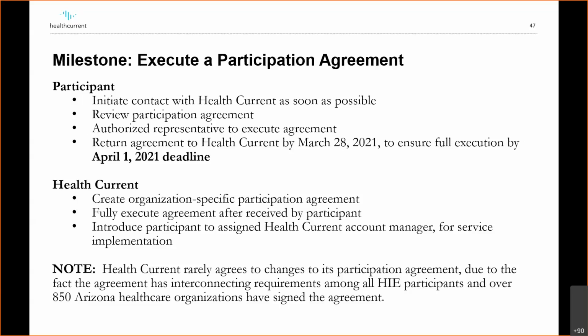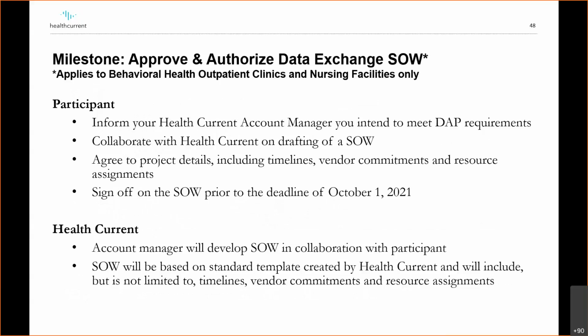Just as a side note, when you're looking at that participation agreement, we rarely change it, I would say almost never, due to the fact that the agreement has interconnecting requirements for all of the HIE participants. We do have over 850 organizations that have currently signed the agreement without changes. Okay, next slide.